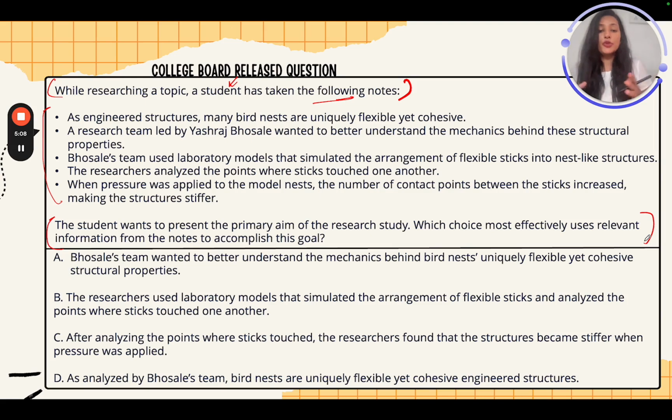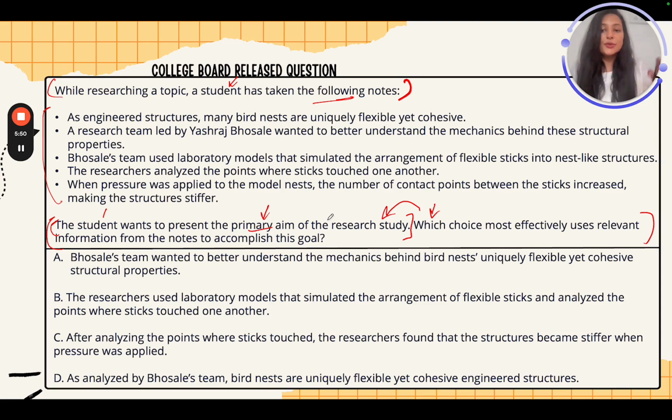Now, after this, you have the question stem. The question stem is going to be divided into two parts. The first part of the question stem will tell you what is the goal that you have to achieve. The second part of the question stem will tell you again that you have to accomplish this goal, but what that goal is will be told to us in the first part of the question stem. Now, the first part of the question stem keeps changing, right? This will not really stay the same always. For example, in this case, it says that the student wants to present the primary aim of the research study.